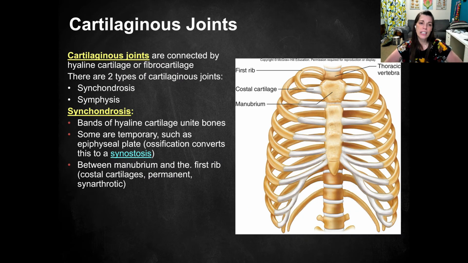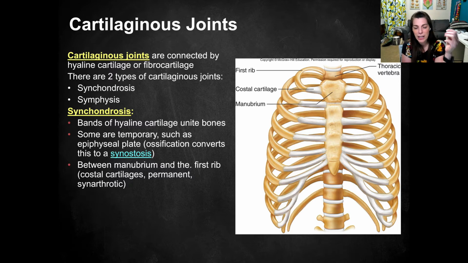The next are cartilaginous joints, and cartilaginous joints are connected by hyaline cartilage or fibrocartilage, depending on the type of joint. There's two types: synchondrosis and symphysis. Sorry, I'm struggling with all of the S-isis words tonight. So the synchondrosis are bands of hyaline cartilage and they unite bones.